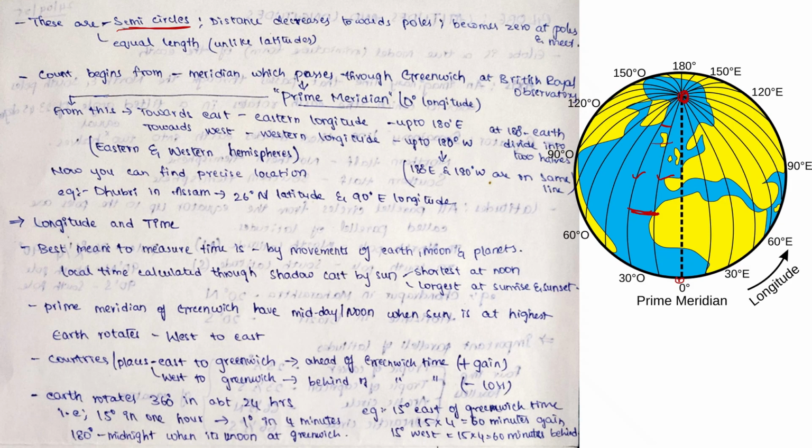So where does this count begin? How to calculate the time? For the latitudes, the count begins at the equator. But for the longitudes, where does the count begin?